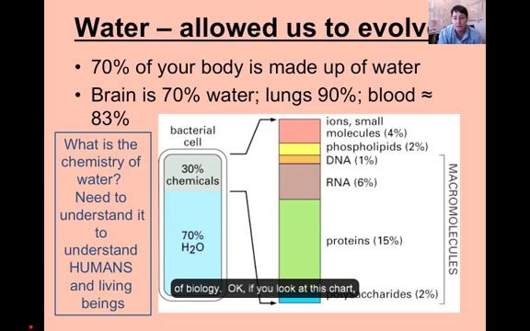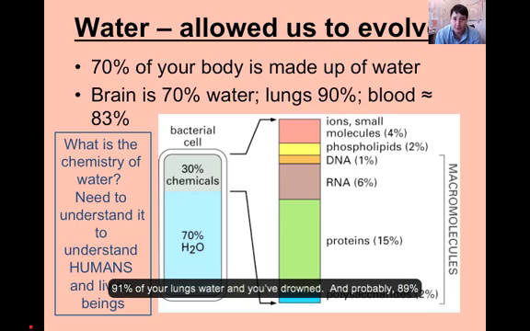Okay, if you look at this chart, you'll see 70% of the body is made of water. 90% of your lungs are water. If 91% of your lungs is water, you've drowned. Probably if 89% of your lungs is water, you've probably died. Blood is 83% water. Without water, we wouldn't exist.